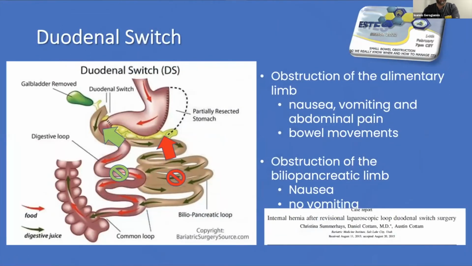Duodenal switch is a little bit less common operation, but again, it's a little bit challenging because obstruction of the alimentary limb can cause nausea, vomiting, and abdominal pain. However, you need to know which part of the bowel is obstructed, so the patient will present with different symptoms. Also in the literature, there is a publication about internal hernia after revisional laparoscopic loop duodenal switch surgery.